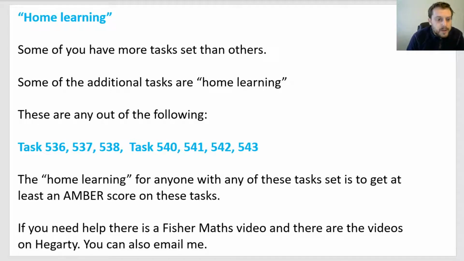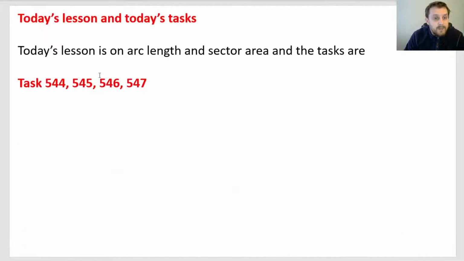The first thing I want to say is the tasks over the last couple of days may still appear on your task list. That's only going to be the case if you either haven't done them or if you did not get a high enough score. If you look at the screen, I'm calling it home learning, but it isn't really home learning. It just says some of you have more tasks set than others. Some of these tasks you won't be doing in today's lesson. The tasks we're going to do in today's lesson are these 4 tasks here, and I'll get onto that in just a moment.